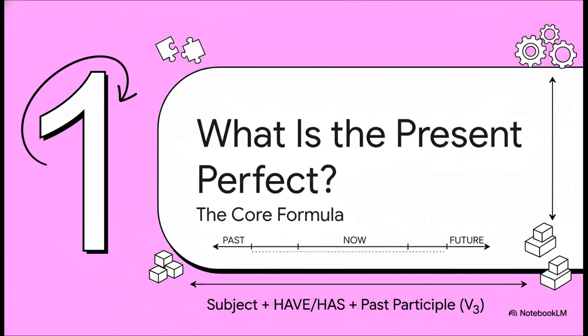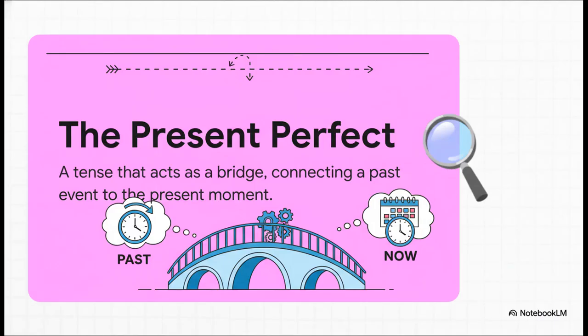Before we can use this tense correctly, we gotta know how to build it. What are its basic building blocks? I want you to think of the present perfect as a bridge. Seriously. Its entire purpose is to connect something that happened in the past to right now, the present moment. It's telling you that a past action matters now. It has some kind of result or relevance today. That's its special power, that connection.